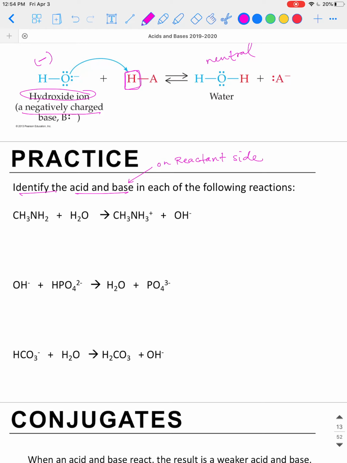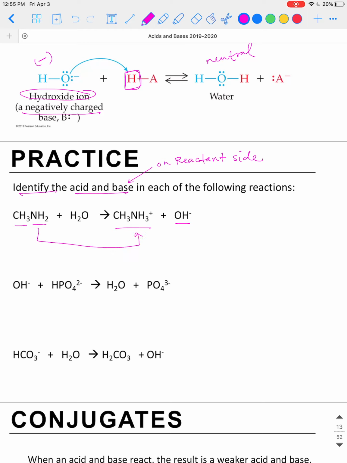So let's look at the first one. We have CH3NH2 and we have water. Now, to identify what our acid and our base is, we do need to look at the products, but we're not going to label the products as acid or base. We'll come back to the reactant side and label these compounds. But to figure out who's giving the hydrogen and who's receiving it, we have to look at the products. On the product side, we have OH minus and CH3NH3 plus. So if we go back to the reactant side, which one of these gave away a hydrogen?